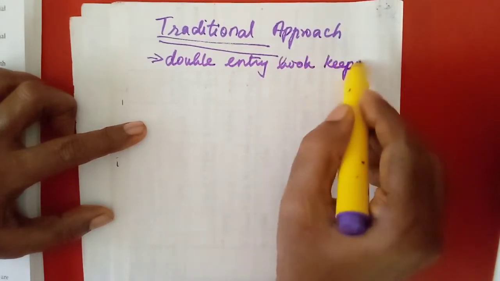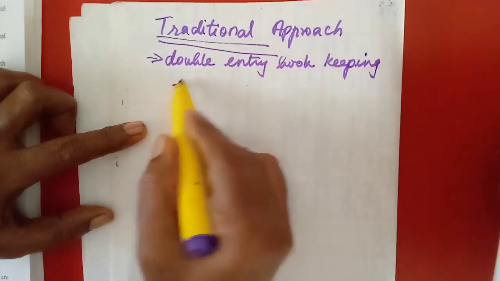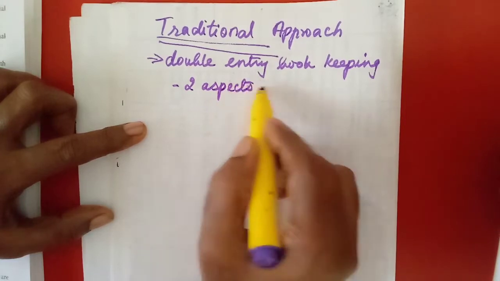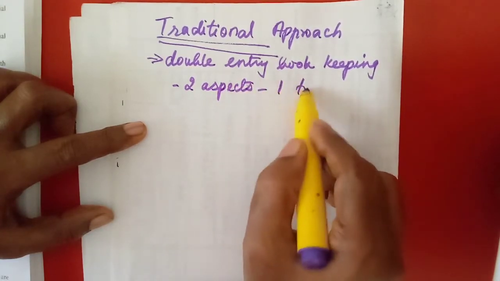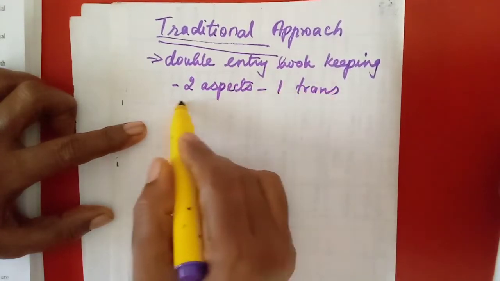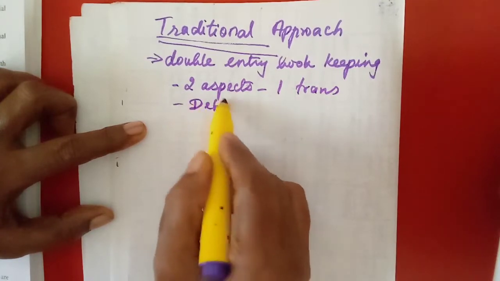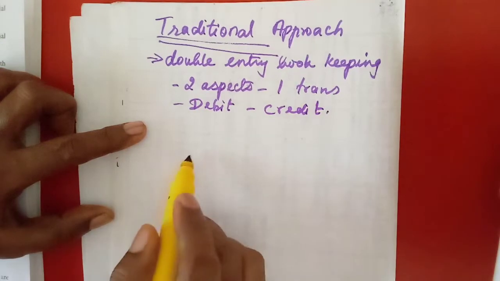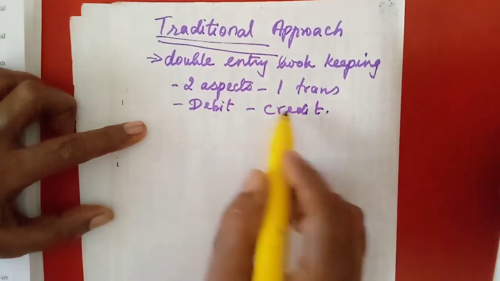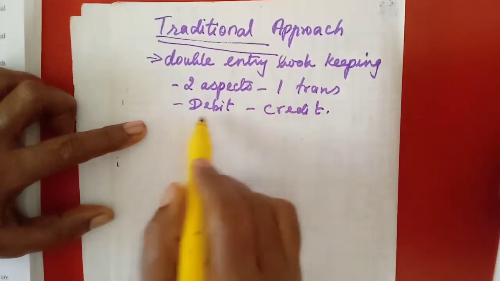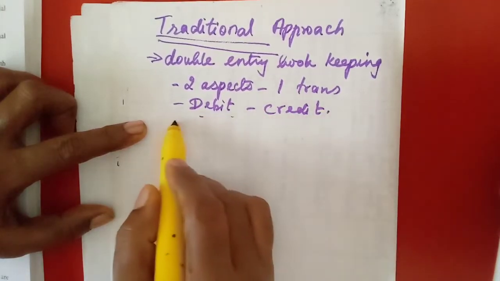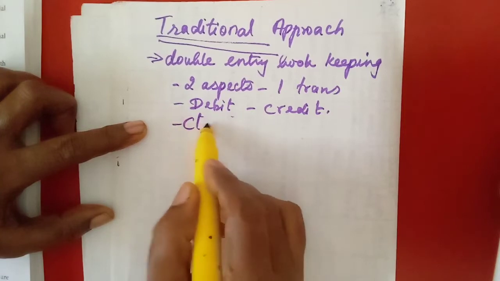What is the double entry bookkeeping system? There are two aspects for each and every transaction, isn't it? One is debit, the other is credit. So for the purpose of recording the transactions, we need to learn the classification of accounts.